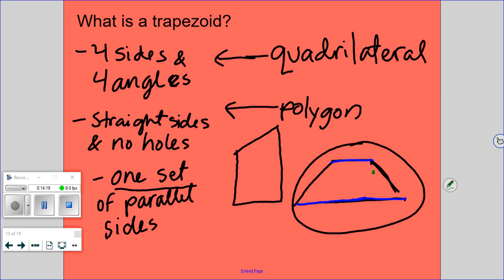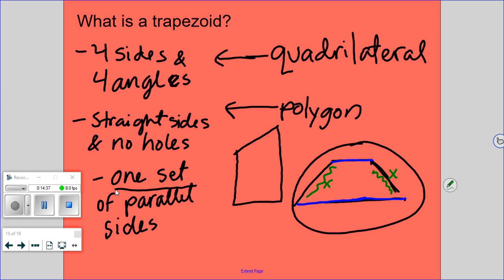What about my sides, though? What about these guys? If they go on forever and ever, are they going to touch? Yes. And crash. So they are not parallel.